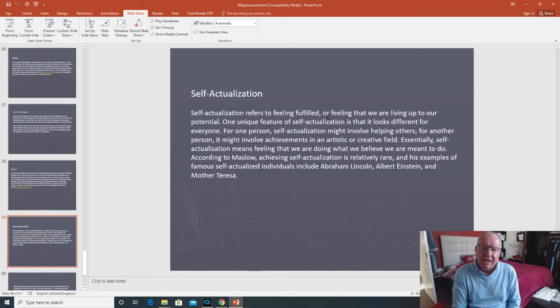And the final stage in the hierarchy is self-actualization. Self-actualization refers to feeling fulfilled or feeling that we are living up to our potential. One unique feature of self-actualization is that it looks different for everyone. For one person, self-actualization might involve helping others. For another person, it might involve achievements in an artistic or creative field. Essentially, self-actualization means feeling that we are doing what we believe we are meant to do.